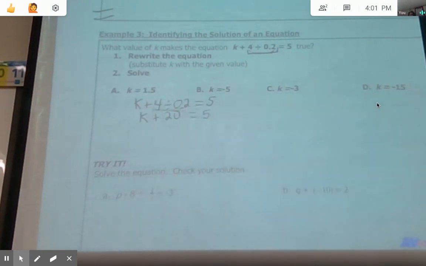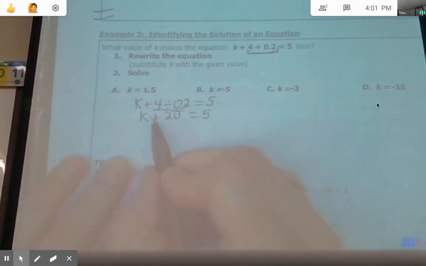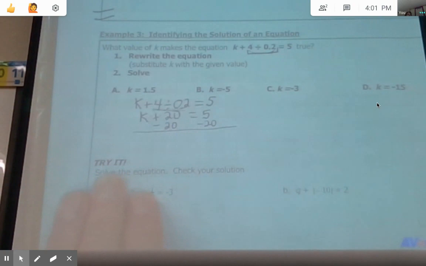Now I can solve this equation like I would have previous. I need to isolate k. So the first thing I need to do is, it says k plus 20, so I want to get k by itself. So I need to remove the 20 from both sides. I'm going to use the subtraction property of equality to do that.